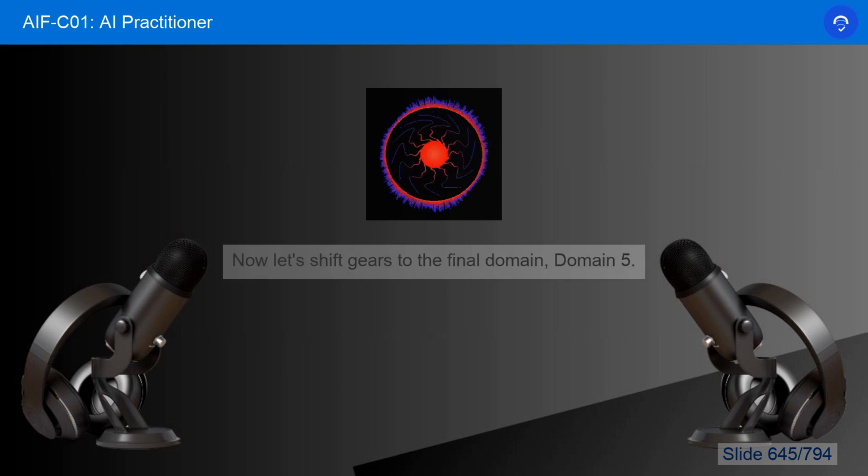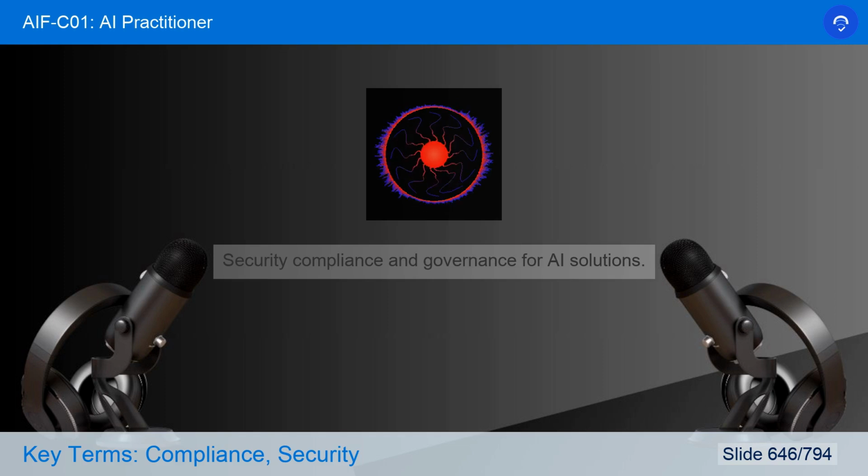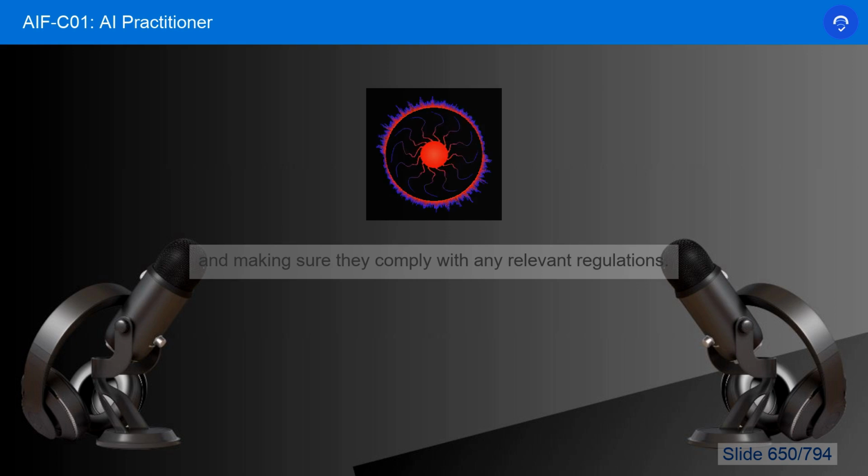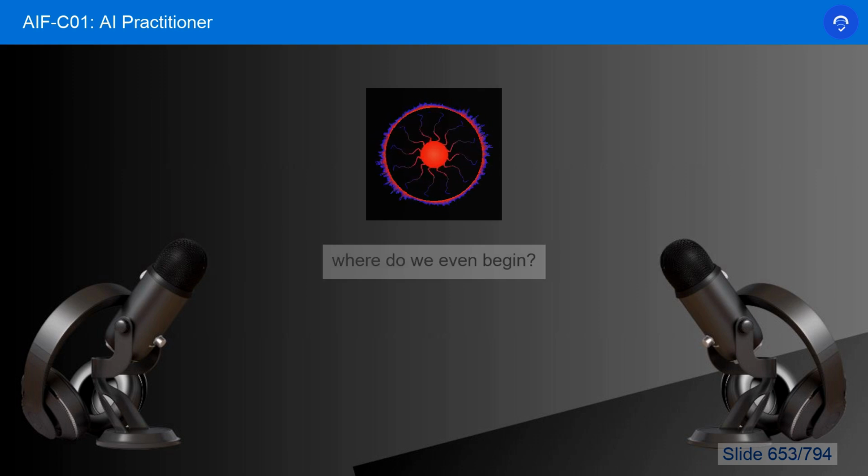Now let's shift gears to the final domain, Domain 5. Security, compliance, and governance for AI solutions. What are the key takeaways here? This domain is all about protecting AI systems and the data they use from unauthorized access and making sure they comply with any relevant regulations. It really focuses on the operational side of AI security. So as we're keeping our AI systems and data safe and secure, where do we even begin?